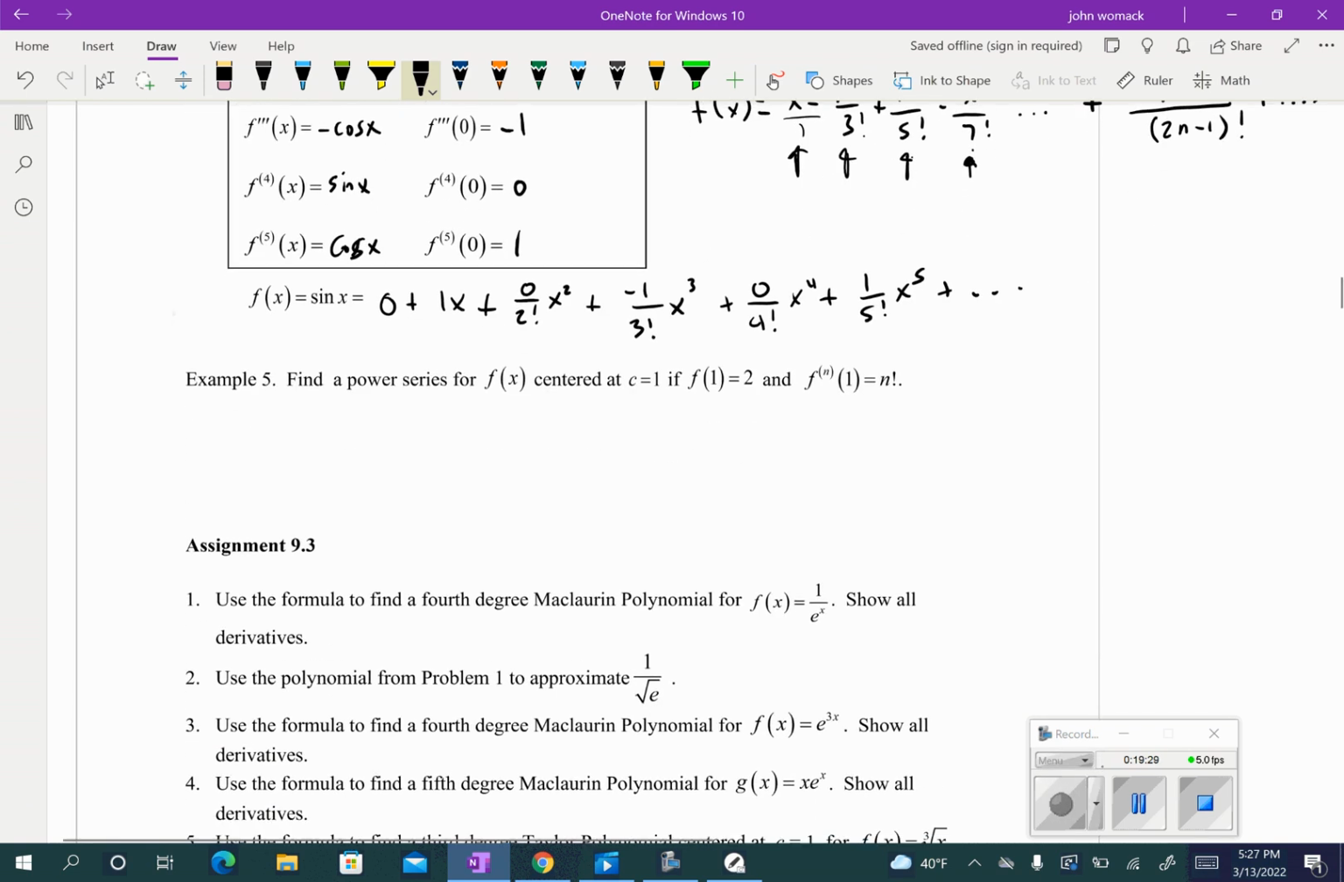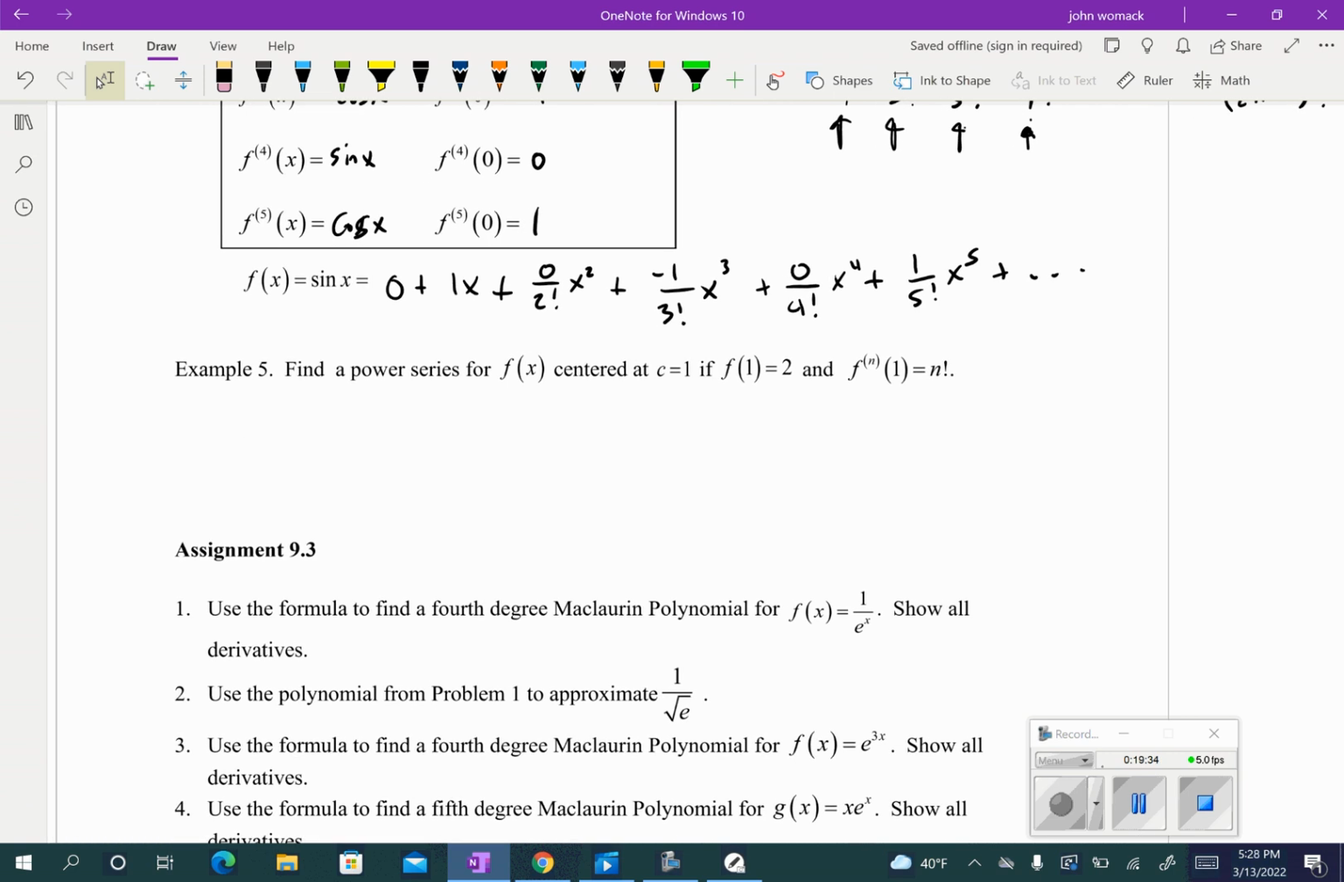It says find a power series for f of x centered at c equals 1. Hey, when I see that c equals 1, that means it's got to be the Taylor power series, right? Because the Maclaurin has to be at c equals 0. And it tells us that f of 1 equals 2, and f of the nth derivative of 1 is equal to n factorial.